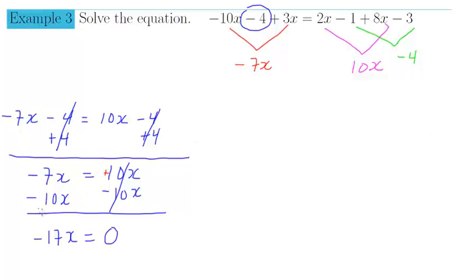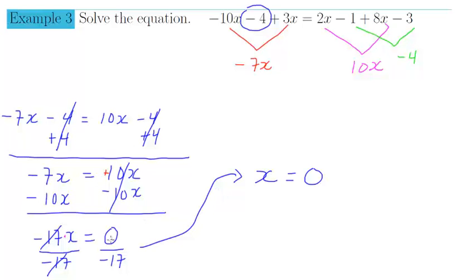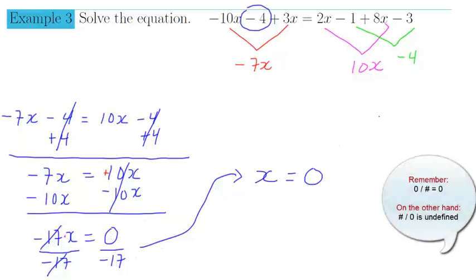Now I can apply my division because I have this 17 connected to the x by multiplication. So I'm going to go ahead and divide both sides by negative 17. Negative 17 over negative 17 gives me 1. So I'm left with a single x, and 0 over negative 17 is still 0. If you divide 0 by any non-zero number, it stays 0. So there's our answer.